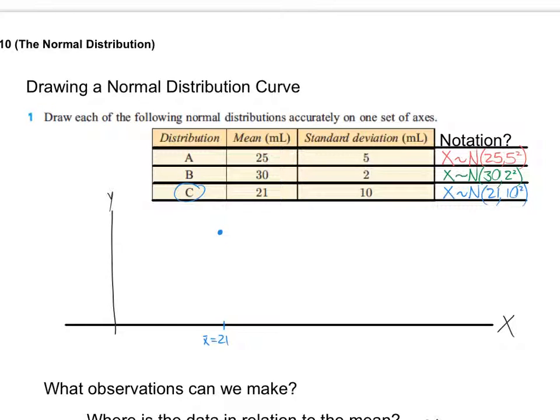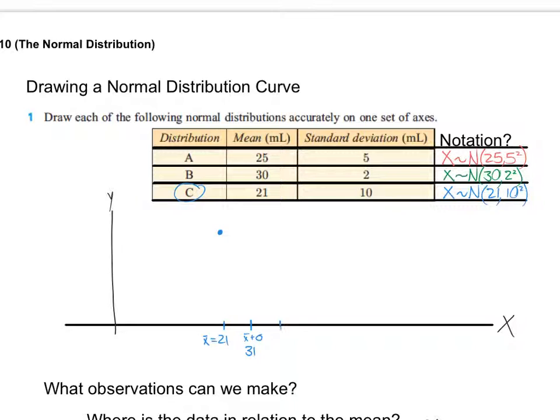Now, again, if I'm going to sketch this, what I do is I use my standard deviation, and we typically will sketch 3 standard deviations either way. So I would go 1 standard deviation this way. So here's x bar plus sigma. And that would bring me to what value? 31. Okay, sigma's 10, so I'm now at 31.